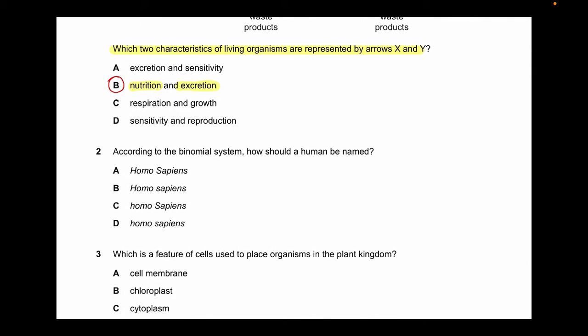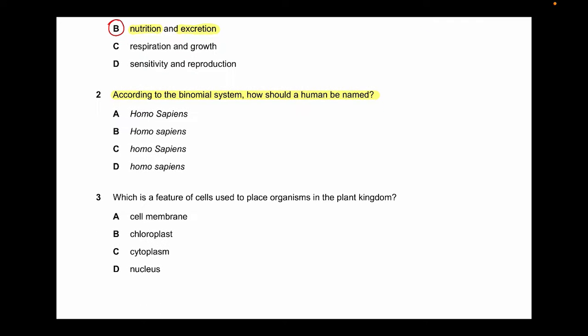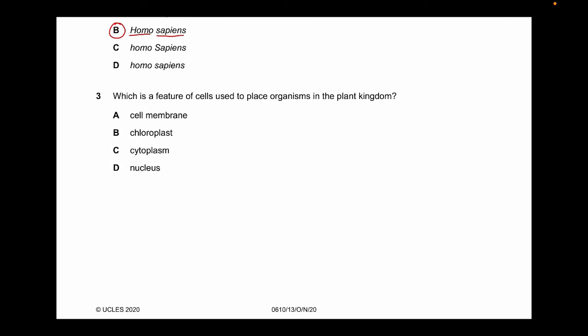Option B. According to the binomial system, how should a human be named? Well, we know according to the binomial system, human has a two-part name, Homo sapiens. The first part is written with a capital letter, Homo, and the second part, sapiens, must be written with a lowercase letter and in italics. So option B is the correct answer.